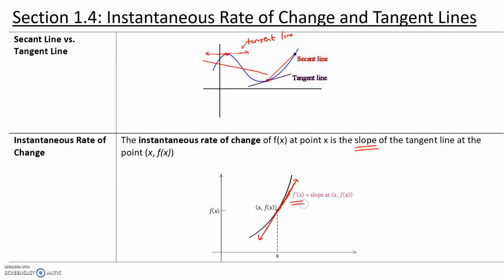Another notation for that is f prime of x. So f prime of x, this is the slope of the tangent line at the point x comma f of x. So in your mind, automatically now, start associating f prime of x as instantaneous rate of change, which is the slope of the tangent line at the point x comma f of x. F prime of x equals the slope of the tangent line.